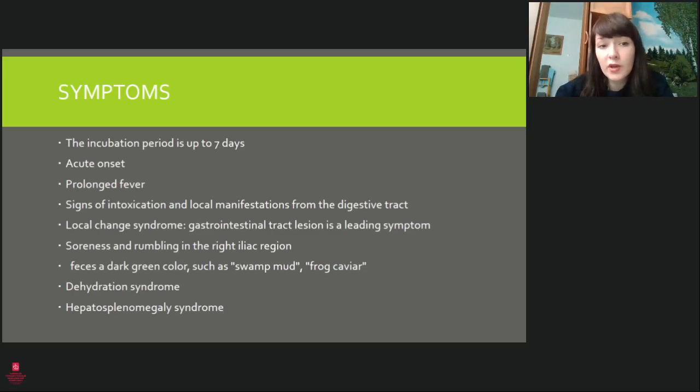Symptoms. The incubation period is up to 7 days. Acute onset, prolonged fever, about 37, 38, and 39 degrees Celsius. Signs of intoxication and local manifestation from the digestive tract. Local change syndrome: gastrointestinal tract lesion is the leading symptom. Soreness and rumbling in the right iliac region. Feces of a dark green color, like swamp mud and frog caviar. Dehydration syndrome and hepatosplenomegaly syndrome.